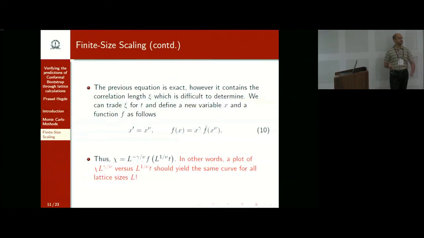So what it means is that on different lattices, I find that it scales with increasing L. And if I take this to the other side, if I take L to the gamma by nu and multiply it with chi, all I have on the right hand side is a universal function. So in other words, for all lattice sizes, if I plot L to the gamma by nu chi versus L to the 1 by nu times t, it should just give me the same curve for all.